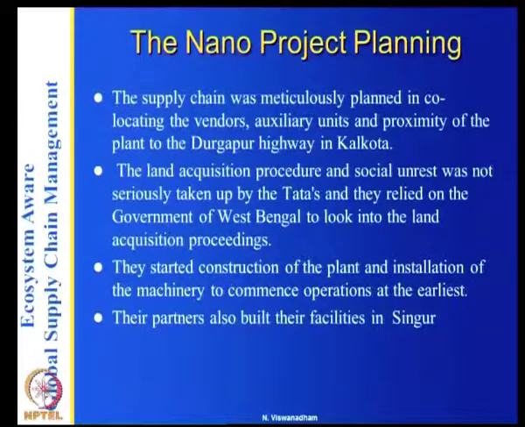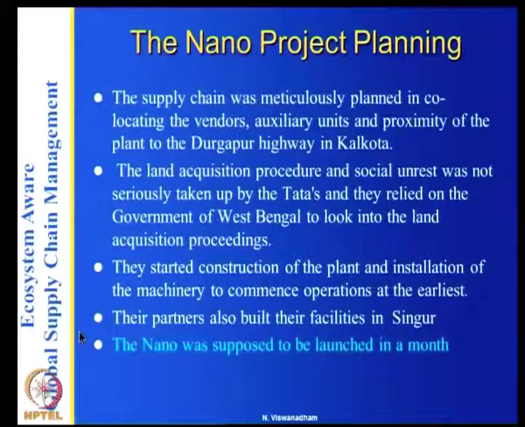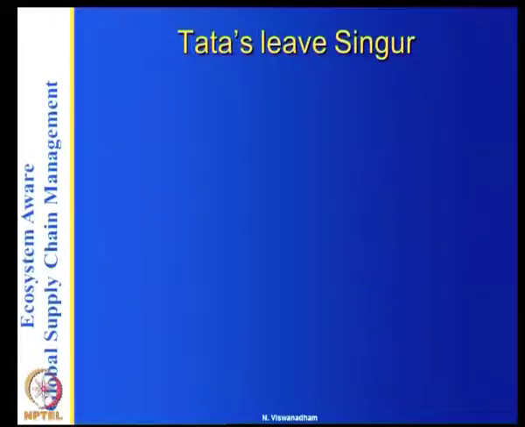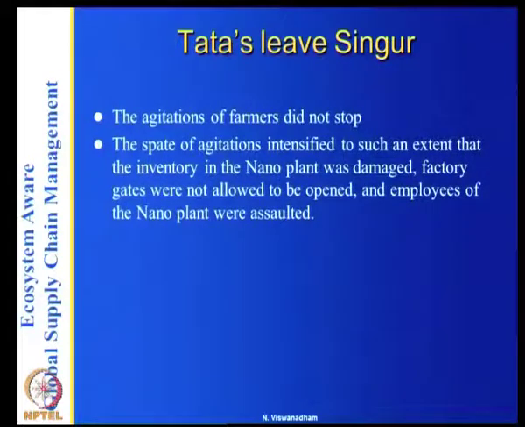That's because of what went wrong, and finally all of us know that Tatas had to leave, and the project came to a grinding halt, and Tatas moved to another state before the Nano was rolled out. So, when Tatas thought that they had followed all the procedures meticulously, followed the book, what went wrong? The Nano was supposed to be launched in a month. Then Tatas left Singur because the agitations of the farmers did not stop.